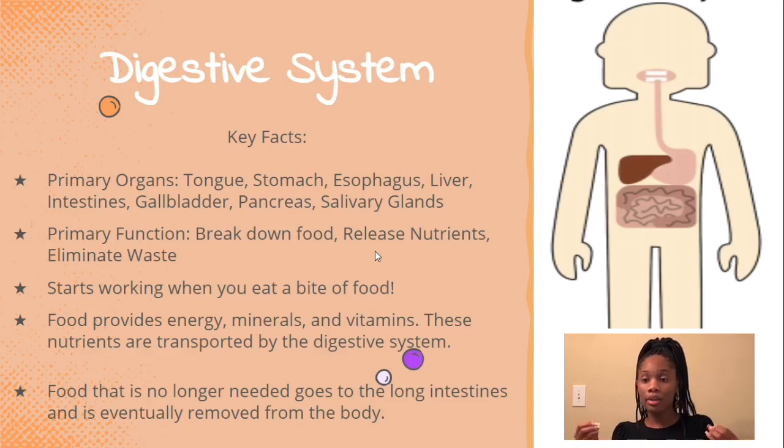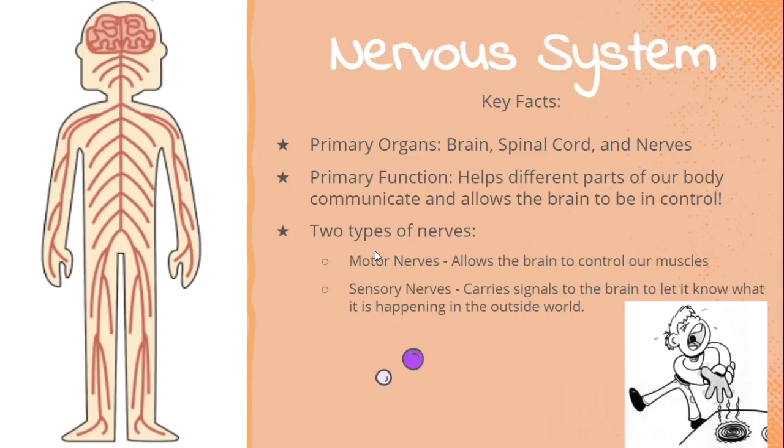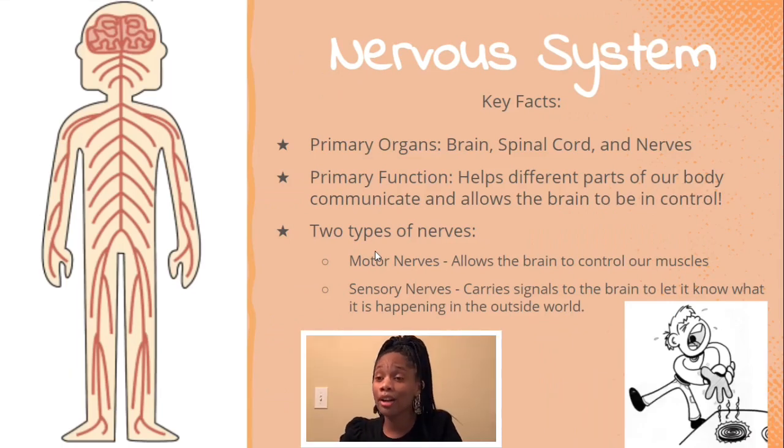We need nutrients. Nutrients are your minerals and your vitamins from your food, and the energy that we get from food. We need that stored in our body. So that's what the small intestine does. After the small intestine takes what it needs, the rest of it goes to the long intestine. Anything that needs to be removed, the food we don't need anymore, goes to the long intestine and is eventually removed from the body. Some good information there.